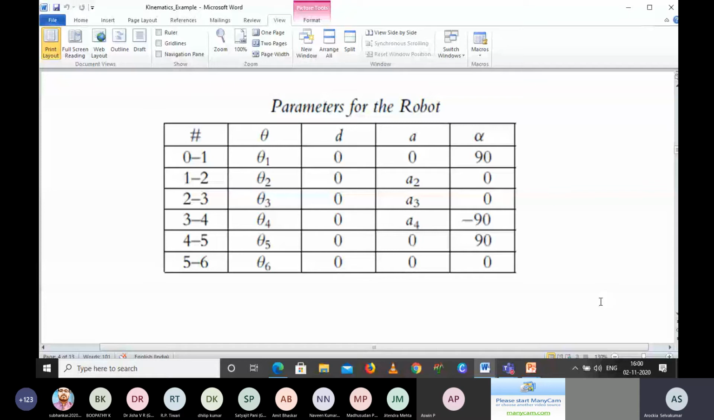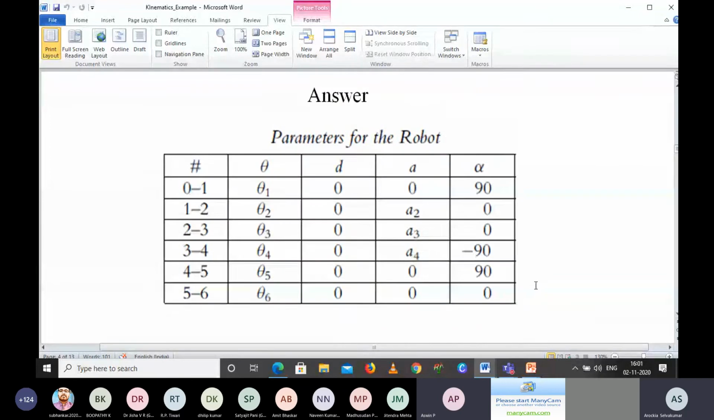So in most of the research papers, some of our students use plus 90 or minus 90 for alpha 4 to 5. Which one, sir? Alpha 4 to 5. One minute, sir. I will come to the sketch.